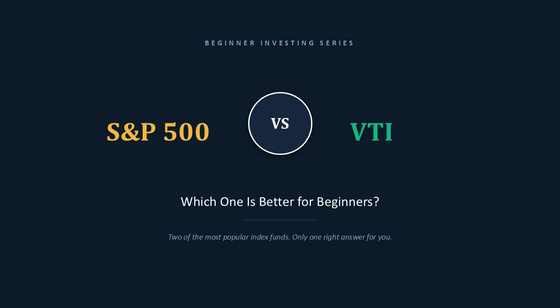If you want to start building wealth in the stock market, you've probably heard of two massive funds, the S&P 500 and VTI. Both are incredibly popular, incredibly cheap, and recommended by legends like Warren Buffett. But as a beginner, which one should you actually pick? In this video, we're going to break down the exact differences so you can confidently start investing today.